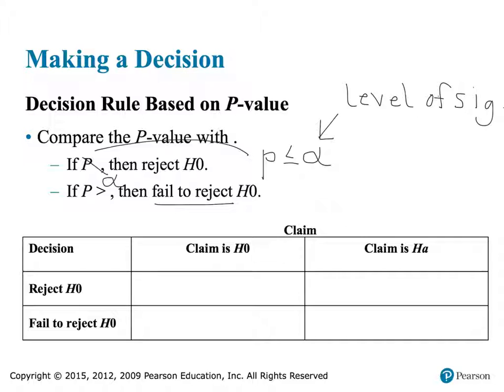So when we reject the null, we say that there is enough evidence against the claim, or evidence to reject. When we fail to reject, we say that there is not enough evidence to reject.